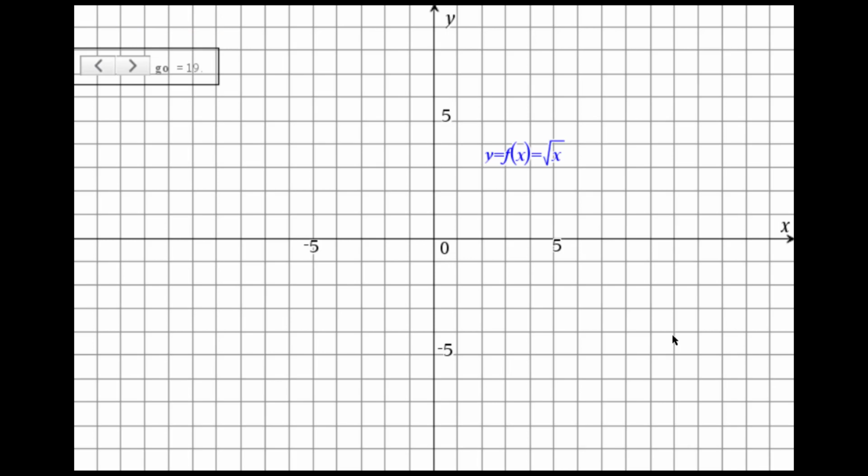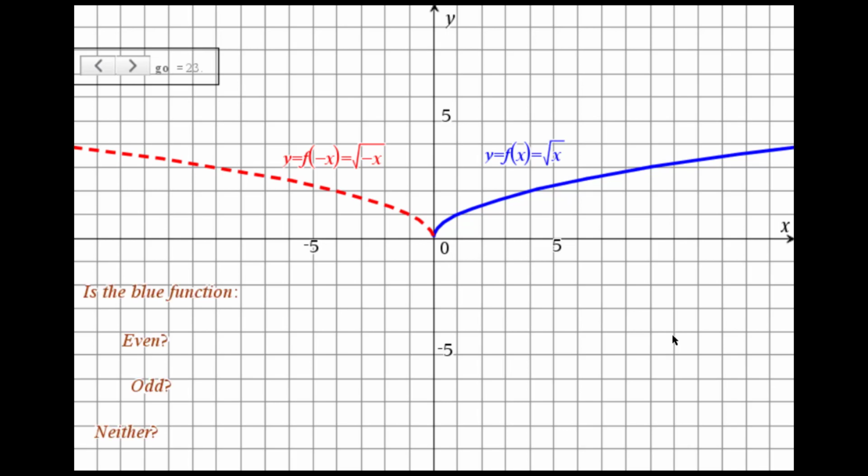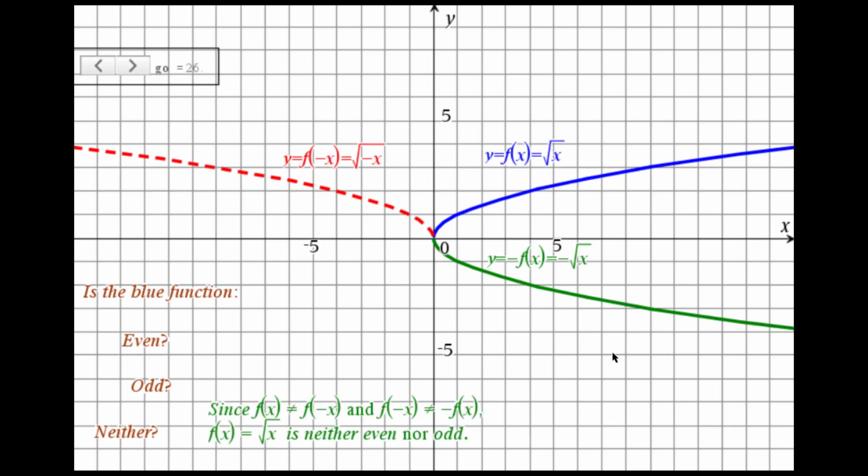Next one, f of x equals the square root of x. Let's graph that in blue. Y equals f of the opposite of x, the square root of the opposite of x, is graphed in dashed red here, and you can see those are not the same. This is not an even function. So we'll graph y equals the opposite of f of x, the negative square root of x, in green. None of these are equal, so the function is not odd either. Since it's not odd and not even, it's neither even nor odd.